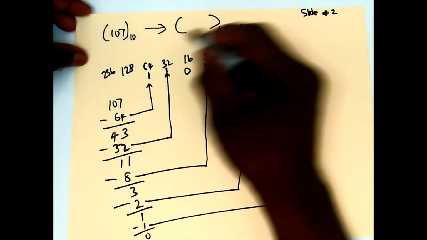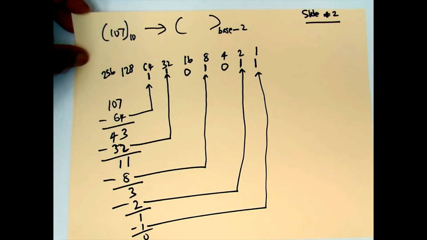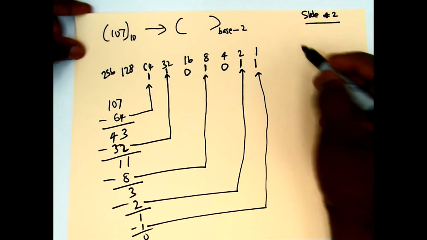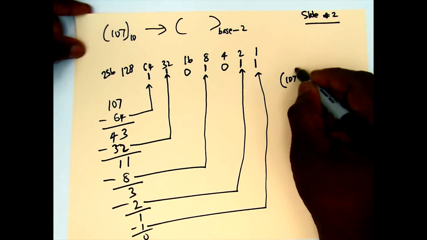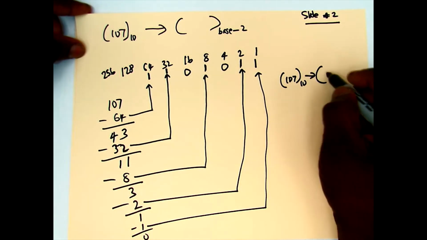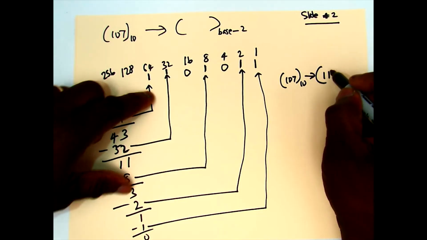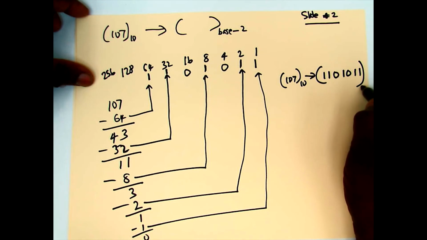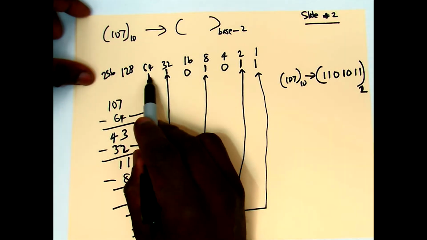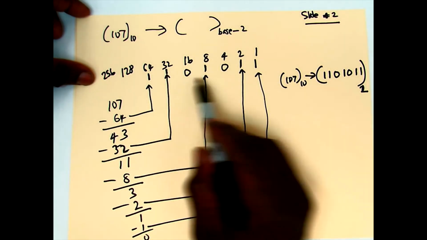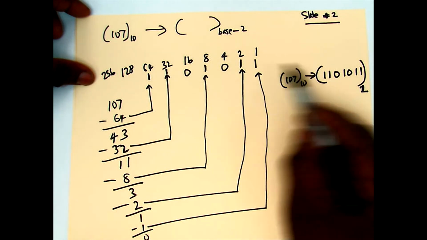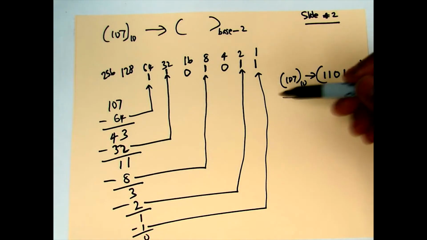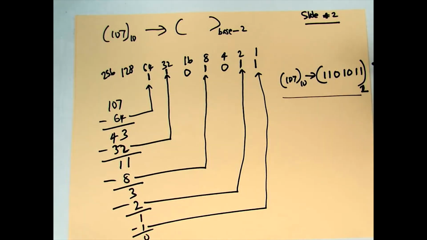So now I'll go to slide 3 so you can see. Let me write on the side here. So this 107 base 10 becomes, you read them, 1101011 base 2. You have to be careful and double check: 1 1 0 1 0 1 1. So we have gotten this number now. It's very easy to take any number from decimal to binary.